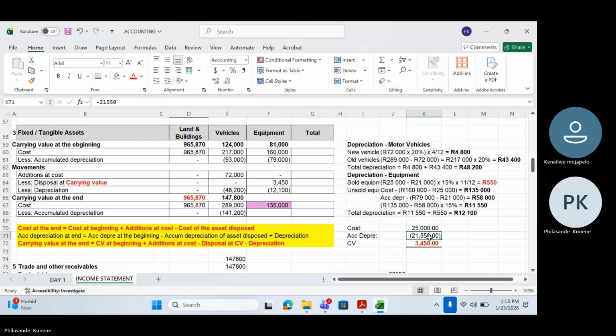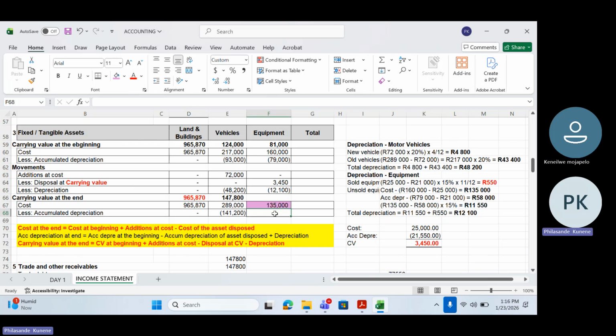$69,500. How did you get that one? Accumulated depreciation at the beginning, subtract accumulated depreciation of the asset disposed, plus depreciation. Plus depreciation, which is 12,100, né?